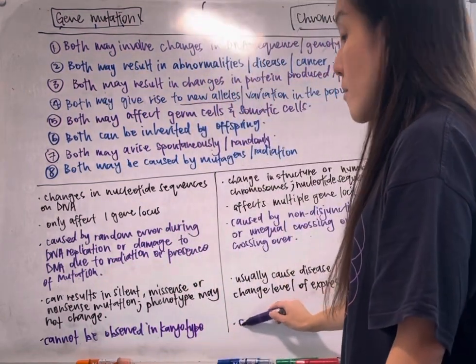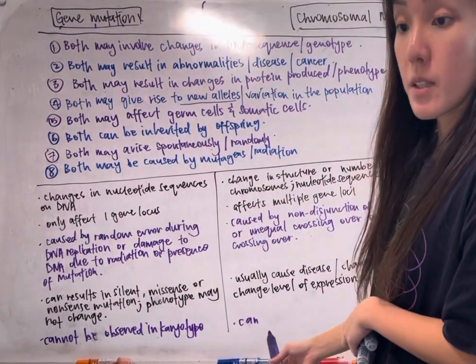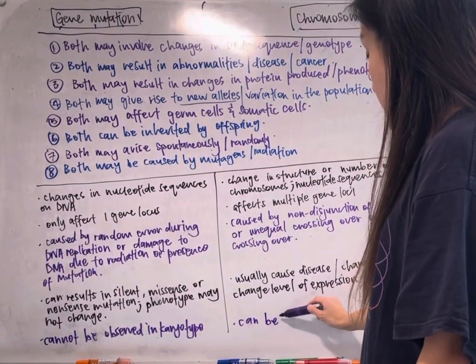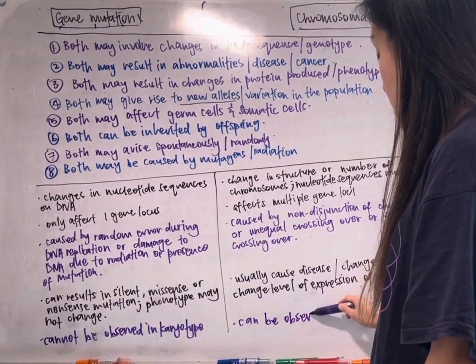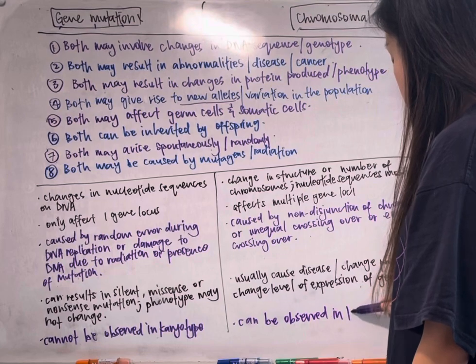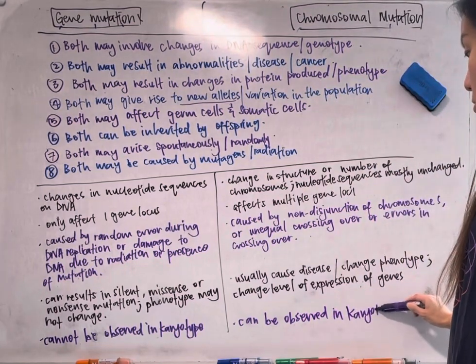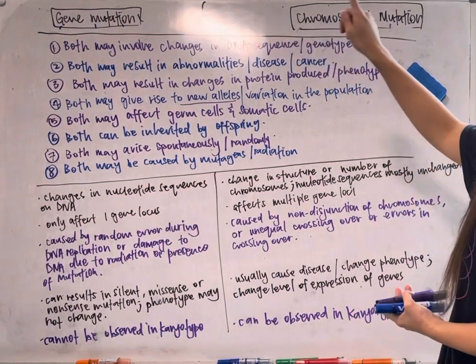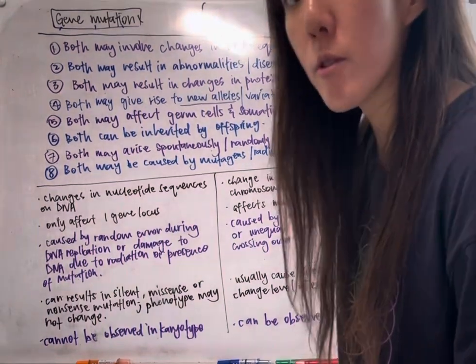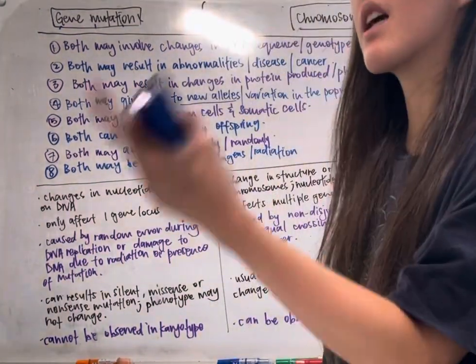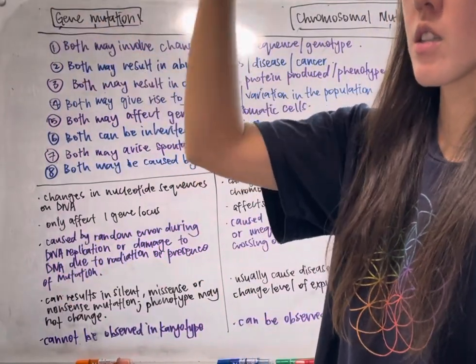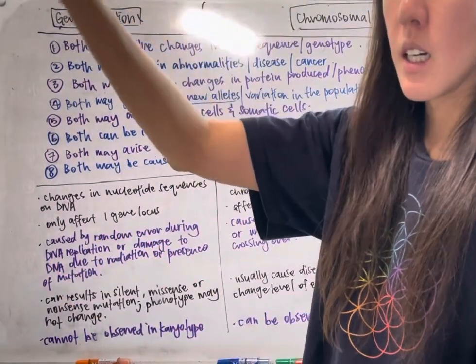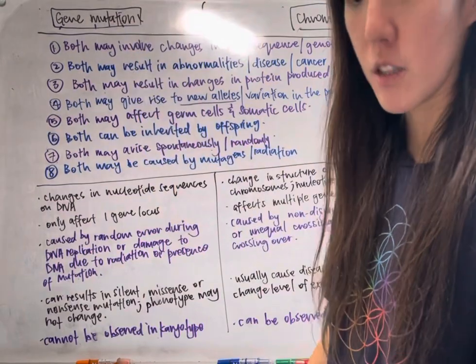But this one can be observed in this karyotype here. Who's got questions now? Again, I'm only going to go through the main things. So know the difference between gene mutation and chromosomal mutation. Now, why do we study mutation? It's going to be related to proto-oncogenes, tumor suppressor genes, as well as the telomerase gene.